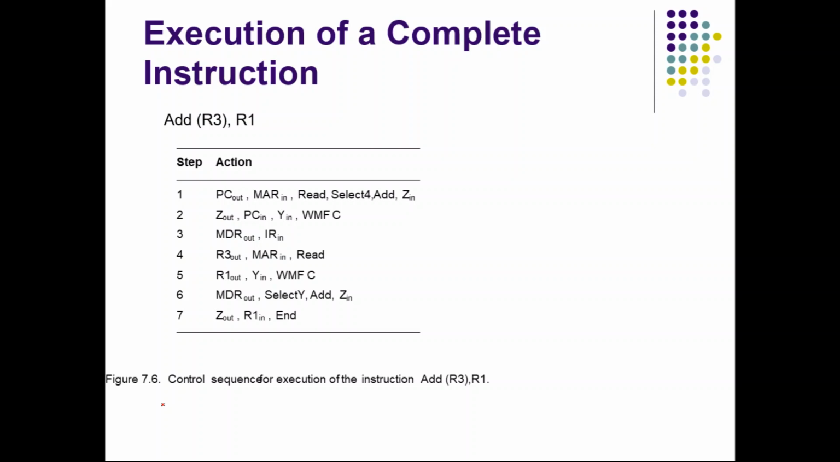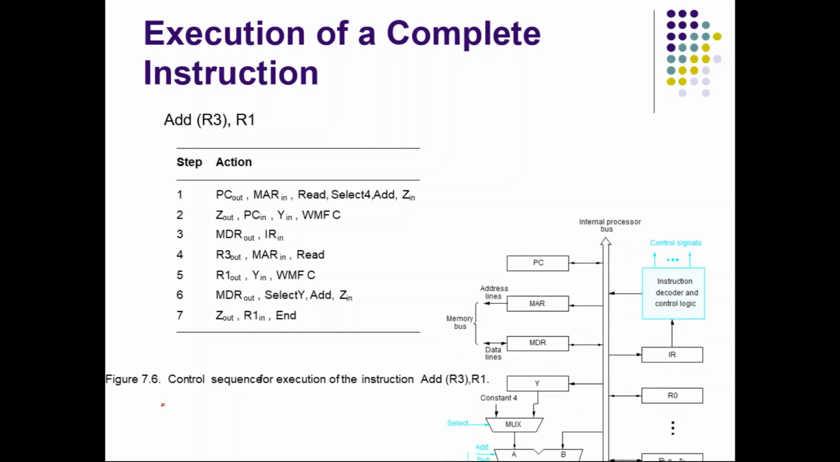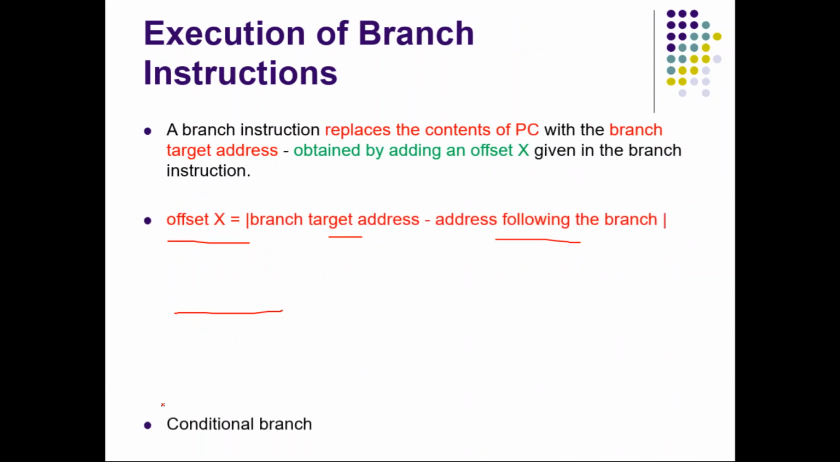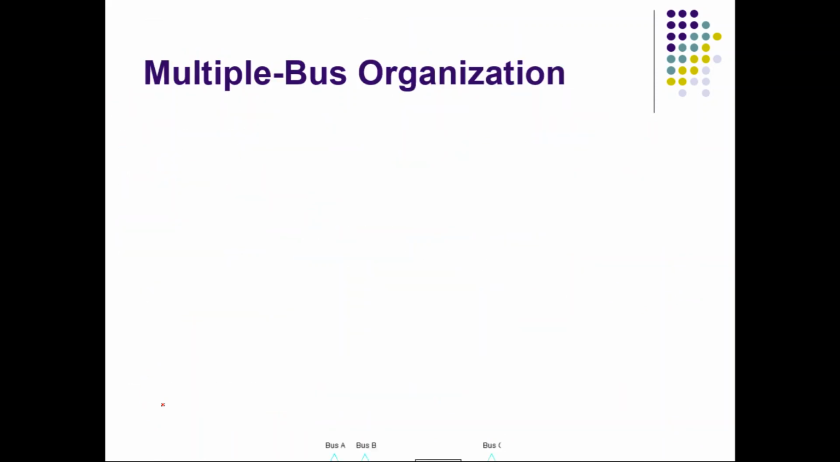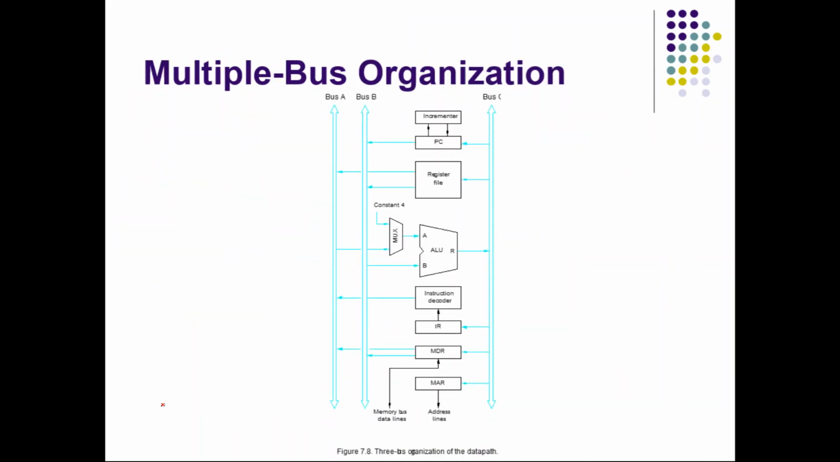which is very lengthy, and the number of operations was also more, and it is time consuming. This can be reduced if more than one internal bus is available. So this is another architecture where we have 3 buses. You can see there are 3 buses: bus A, bus B, and bus C.